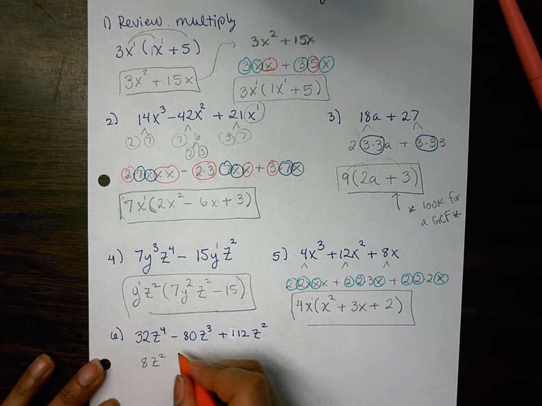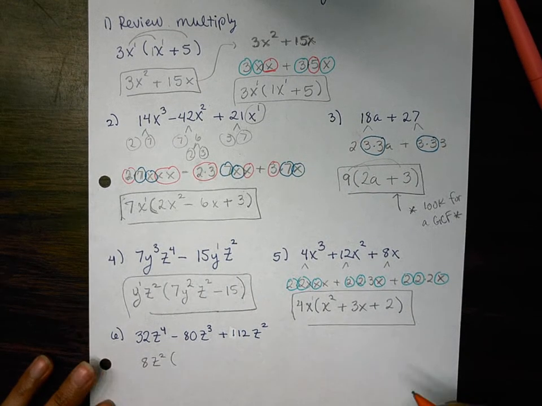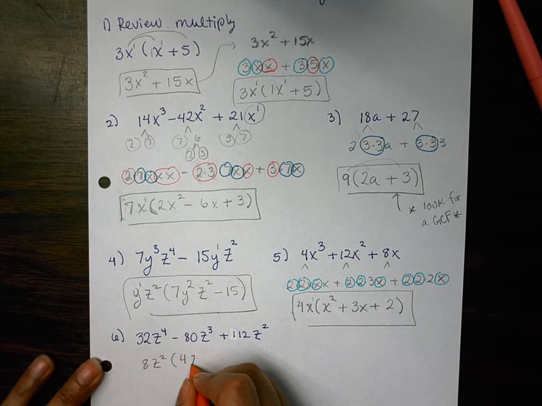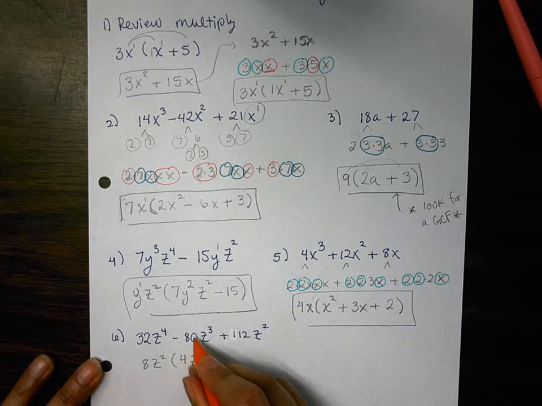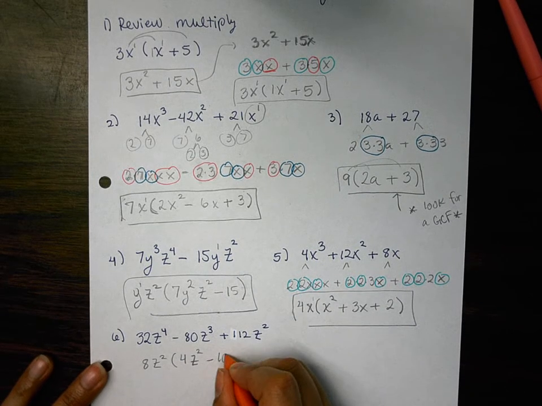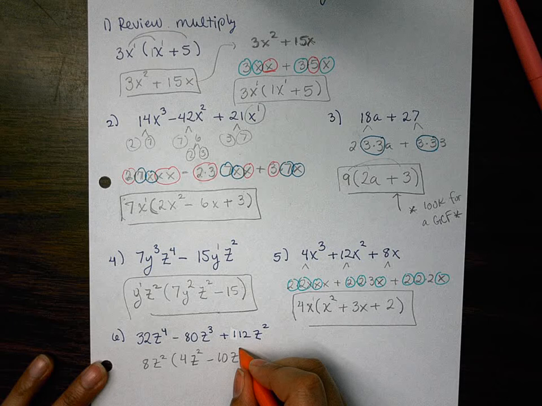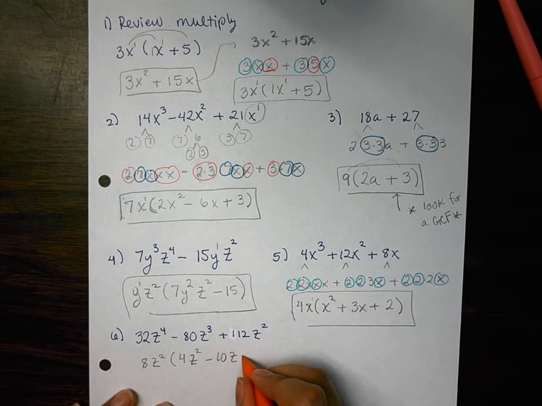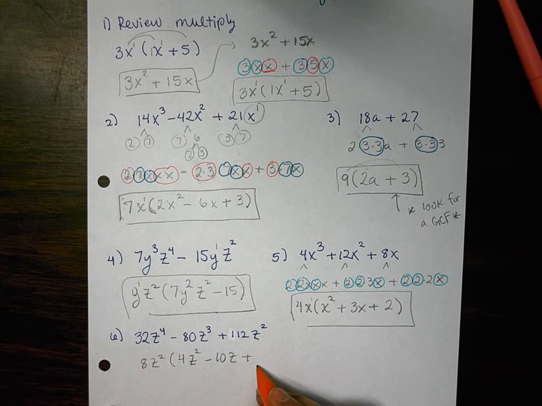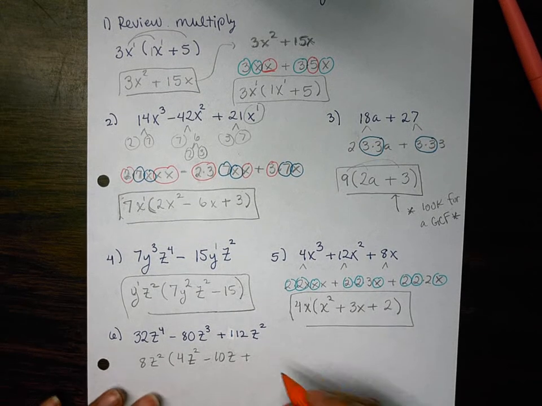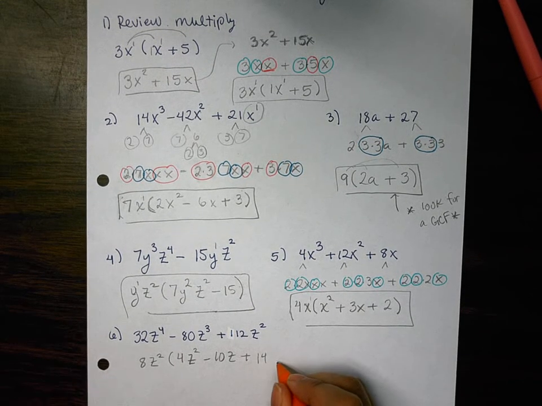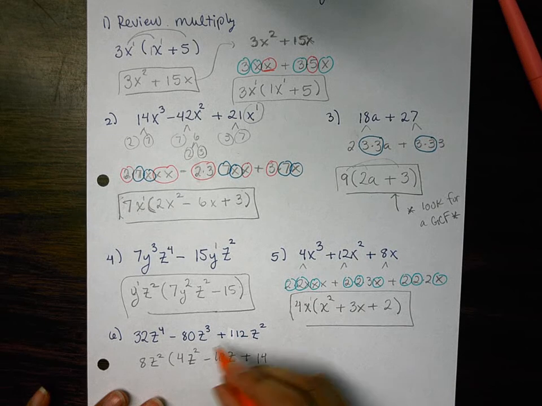Okay, 8 times what is 32? 4. 4z to what power? Good job. 4 times what is 80? Z to what power? 1, which is nothing, plus 8 times what is 112? 14. Z or no z? No z. Because z squared and z squared is already taken care of.